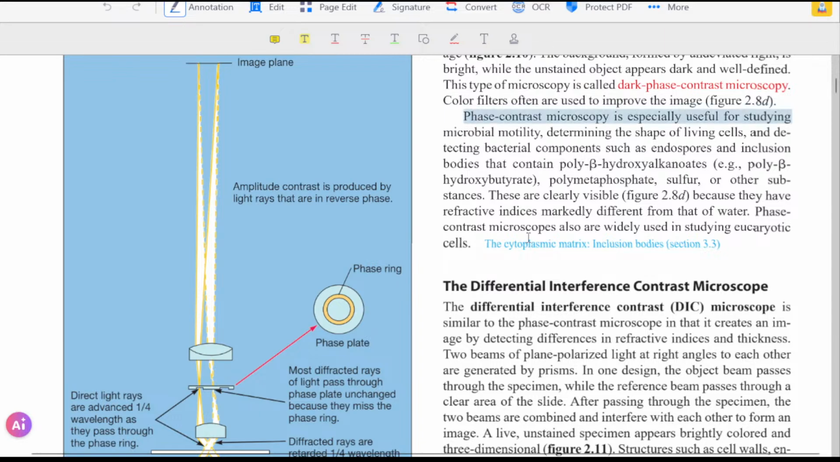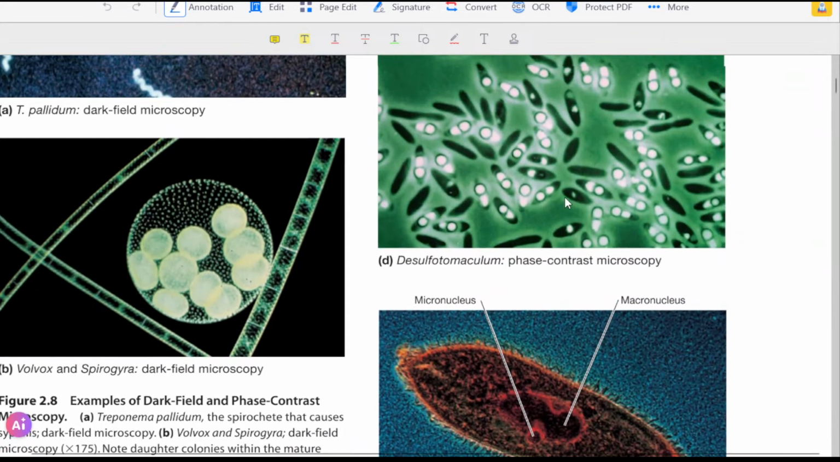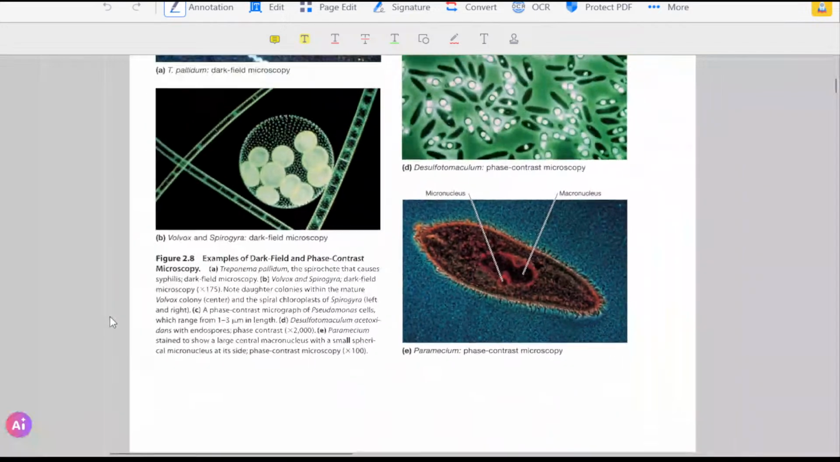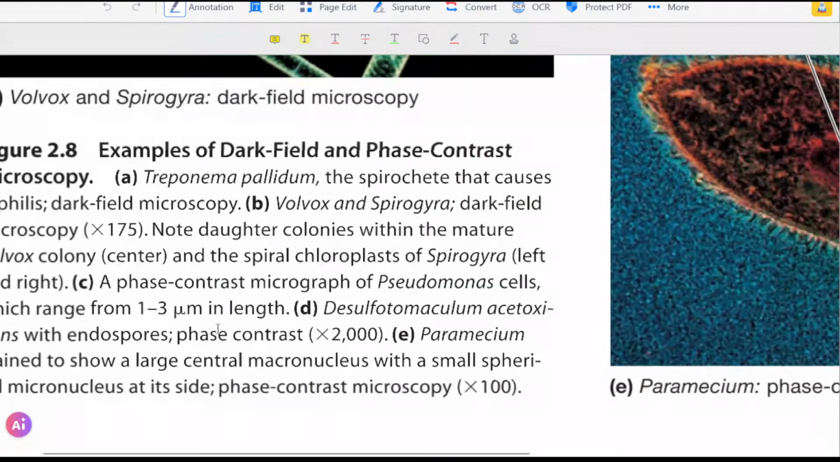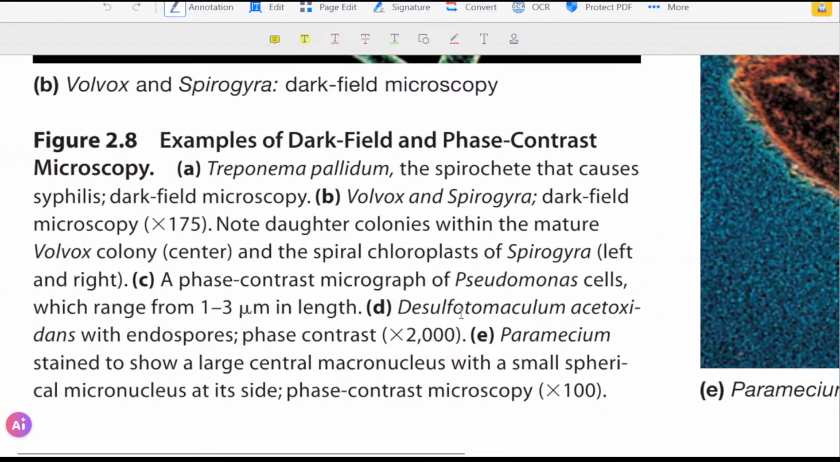Phase contrast, alright, we are done. So, endospores and inclusion bodies. 2.8D. Oh, so these are inclusion bodies. This is 2.8, while this is D. Oh yeah, here it is explained. A phase contrast micrograph of the Pseudomonas cell, which ranges from 1 to 3 micrometers in length. Desulfotomaculum acetoxidans with the endospores, phase contrast. Alright, I was right. These were endospores.